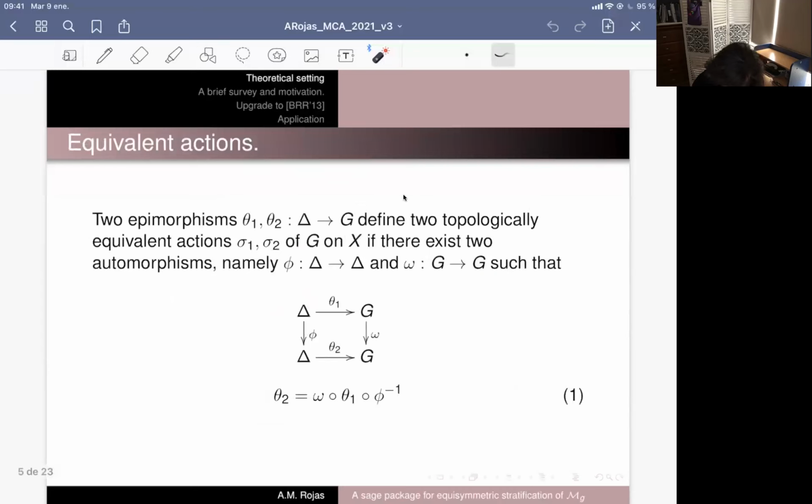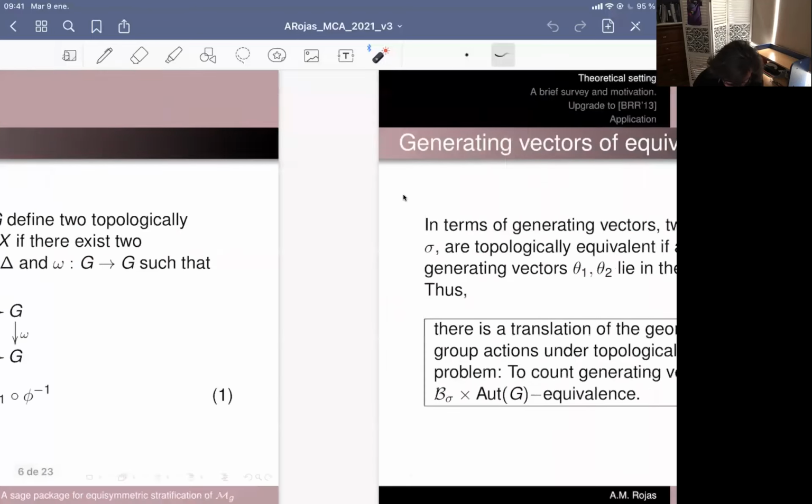The thing is that we may have equivalent actions. Two epimorphisms define two topologically equivalent actions if and only if there exist two automorphisms, one of delta and one of G, such that this diagram commutes. So the idea is to describe or to count actions in a fixed genus up to topological equivalence.